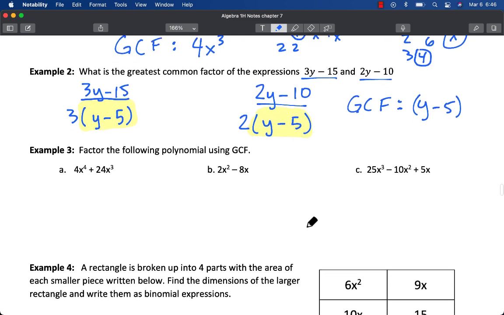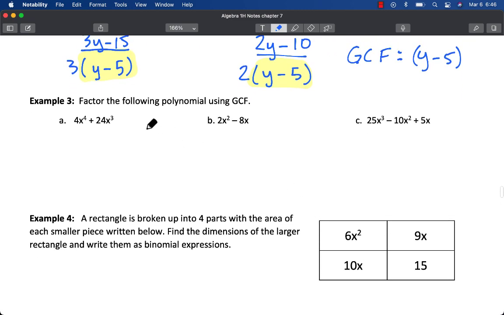All right, let's take a look at example 3. It says to factor the following polynomials using GCF. If I take a look at this first polynomial, this binomial, I see that 4 will divide out of both of those terms, and that's my greatest common number that I can pull out. And then I see that I have an x to the fourth and an x cubed. Well, the highest degree that both of these terms have in common is x cubed. So my GCF is 4x cubed. So there's one of my factors.